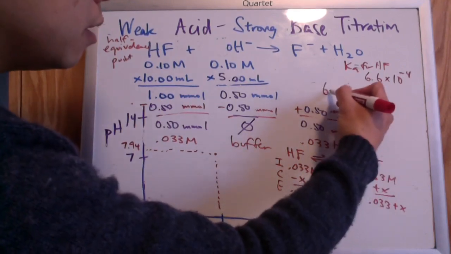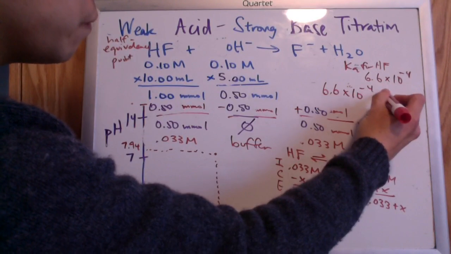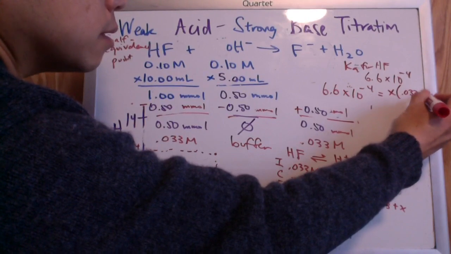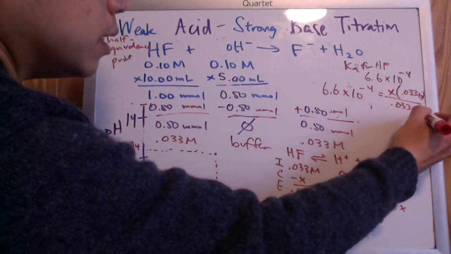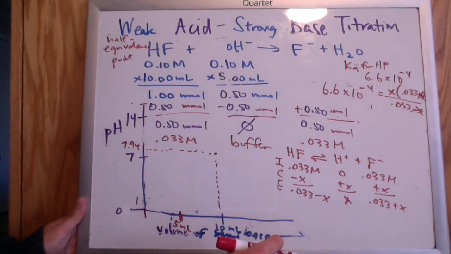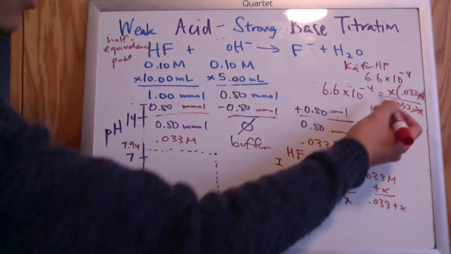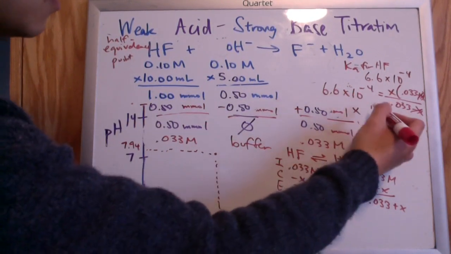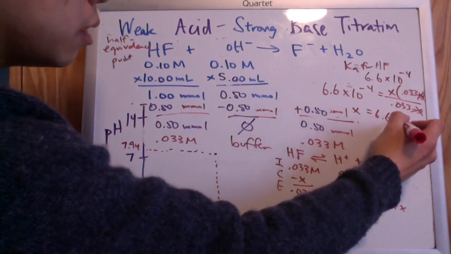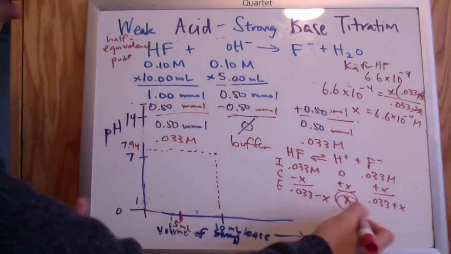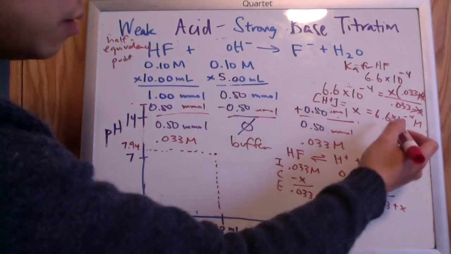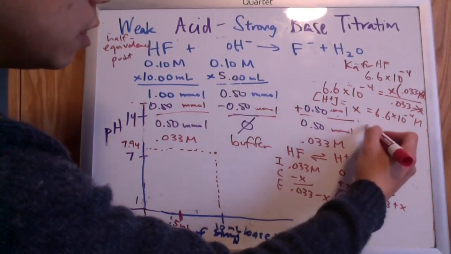So let's set it up then. 6.6 times 10 negative fourth equals X times 0.033 plus X divided by 0.033 minus X. And then we can cancel out the minus X and the plus X because of the 5% rule. And then if we notice, X equals 6.6 times 10 to the negative fourth molar. And that's equal to the H plus. So if we negative log 6.6 times 10 to the negative fourth, we can calculate the pH.